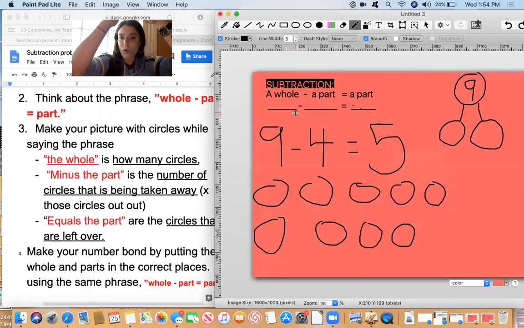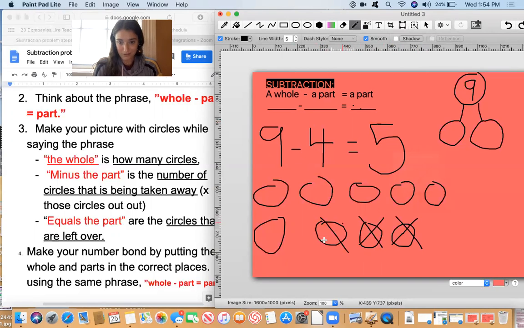Now we know it's a whole minus a part. So let's see. What is being minus? What comes after the minus sign? 4. So that must mean that 4 is being taken away. So I should X them out. 1, 2, 3, 4.